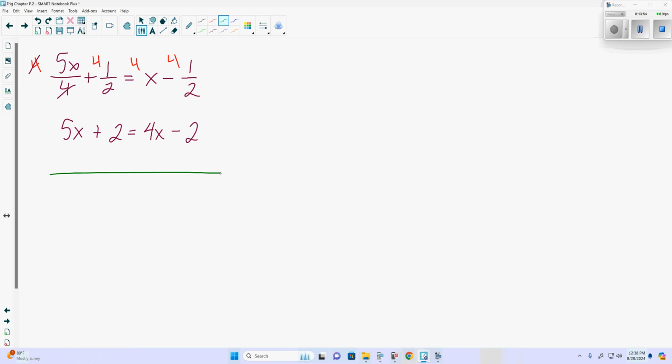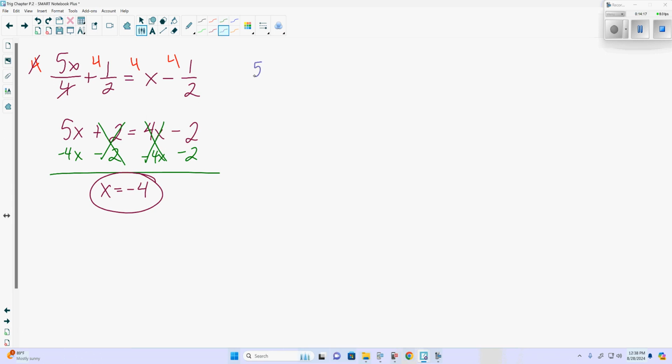Now at this point here, we can get x by itself. So minus 4x from both sides. We can also subtract 2, because here the 2's would cancel out. Here the x's would cancel out. 5x minus 4x is going to be x. Negative 2 minus 2 is negative 4.